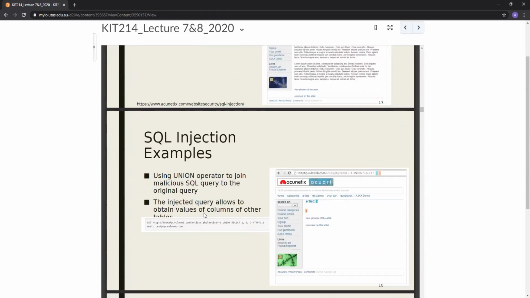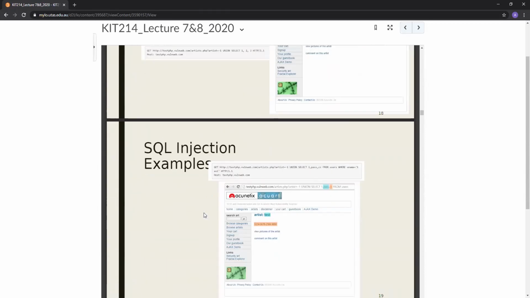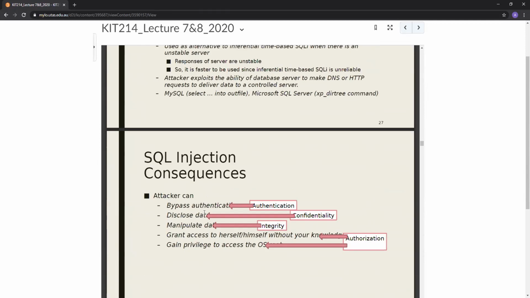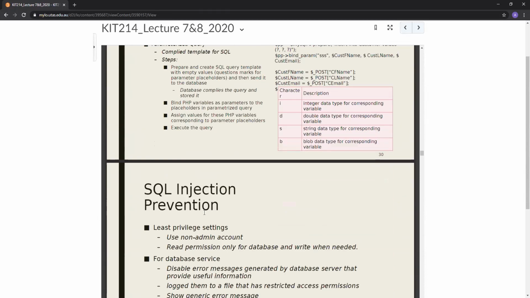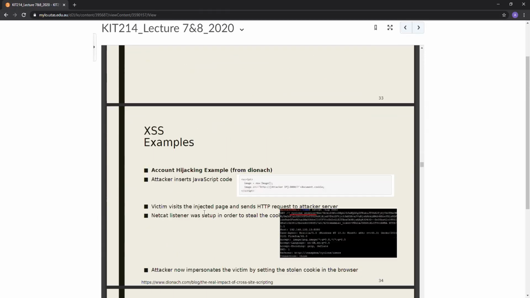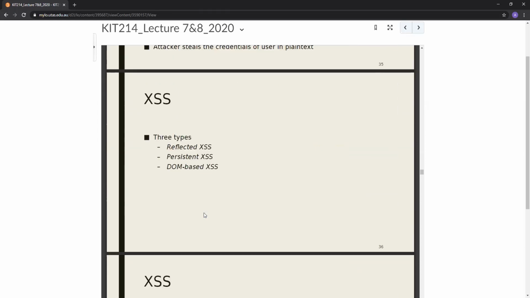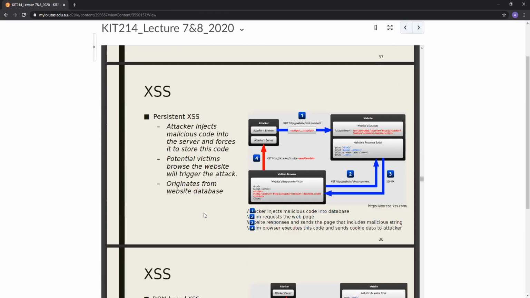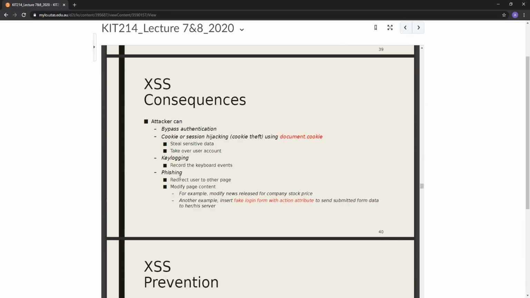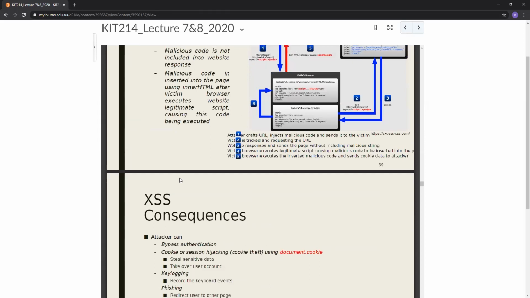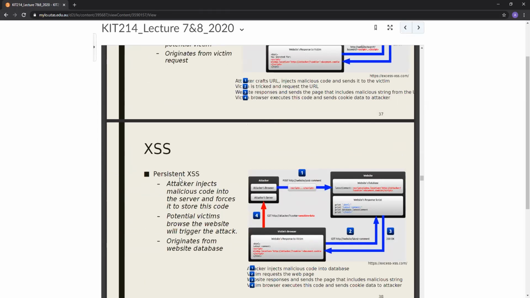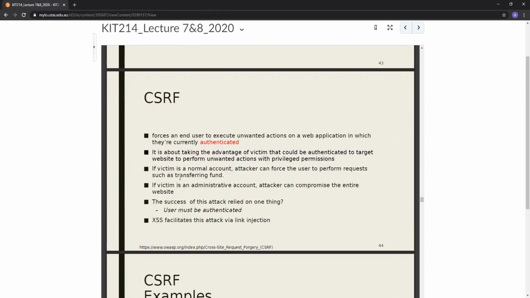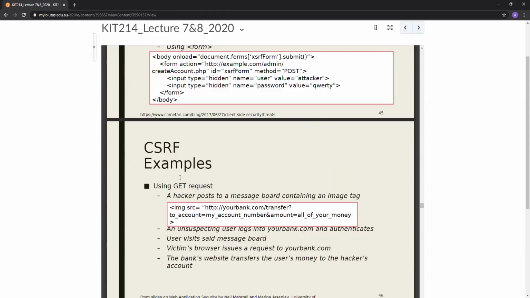Then there's the SQL injection attack example. So for the different kinds of attacks as well, it's the same thing. You focus on the diagram and then write down some topics, explaining it in some sentences. The same goes with CSRF.